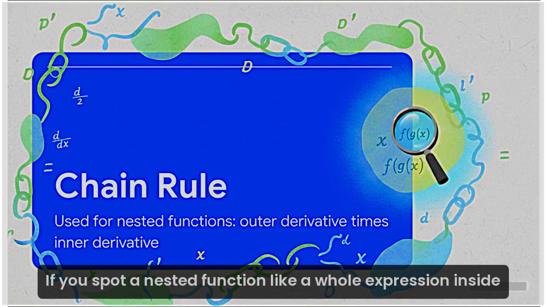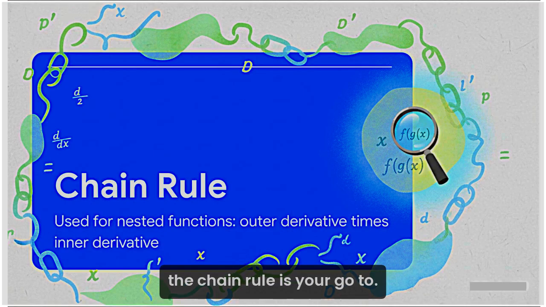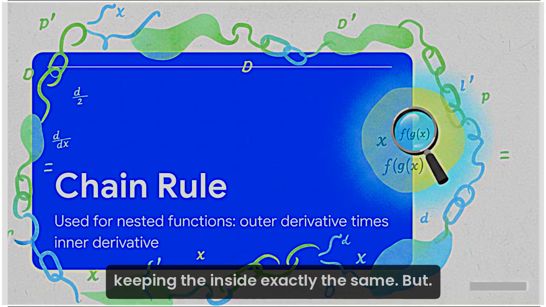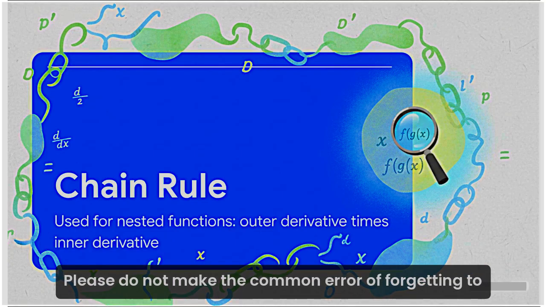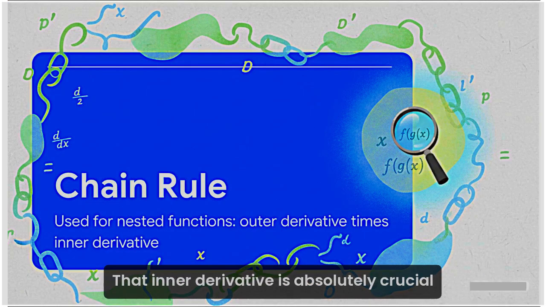Finally, the chain rule. If you spot a nested function, like a whole expression inside parentheses raised to a massive power, the chain rule is your go-to. You take the derivative of the outside function, keeping the inside exactly the same. But, and here is where students often lose points, please do not make the common error of forgetting to then multiply all of that by the derivative of that inner function. That inner derivative is absolutely crucial.